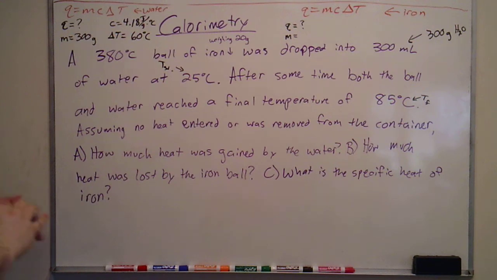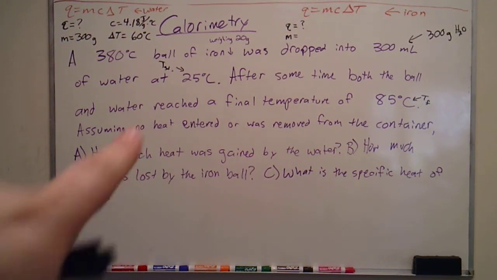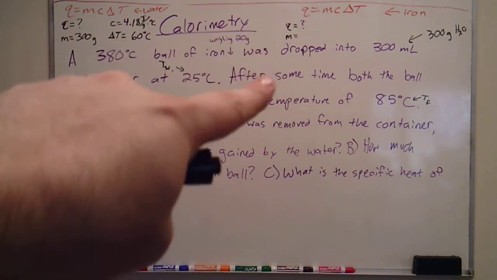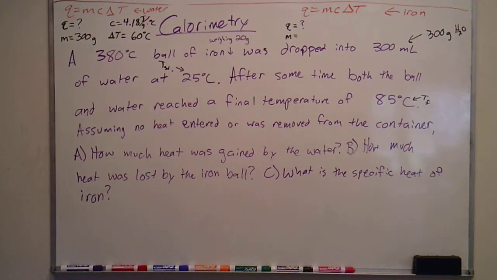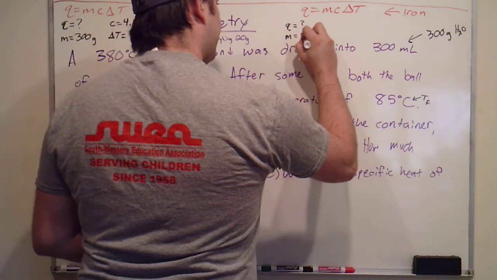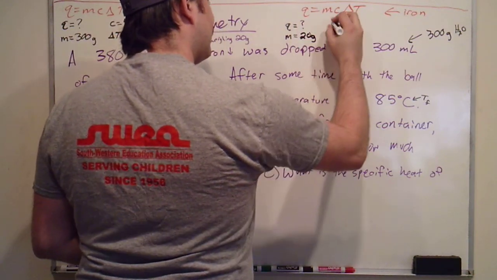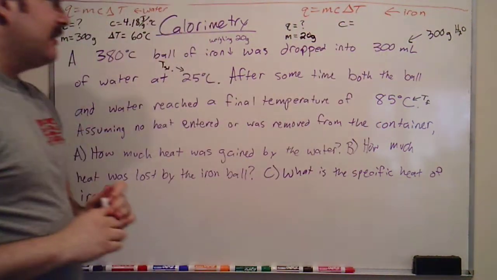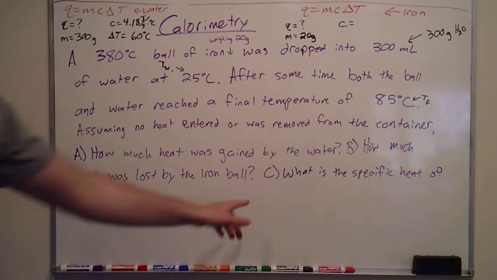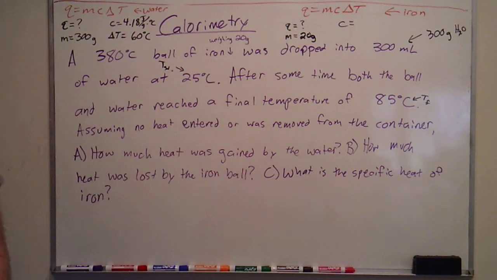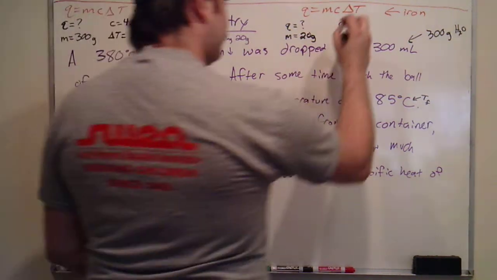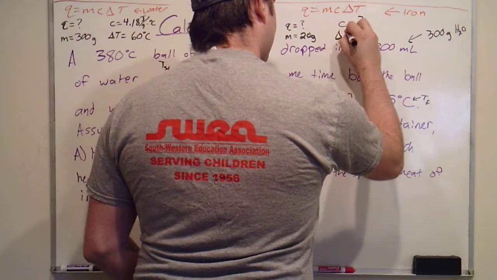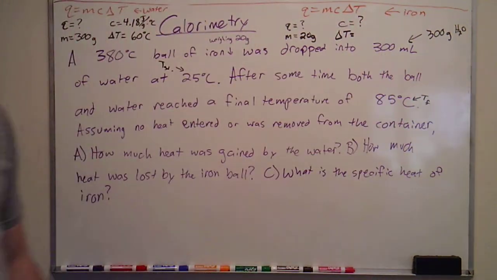Okay. So with the addition of that little piece up there, that the ball of iron weighing 20 grams was dropped in there. Okay, so mass is 20. Okay. The specific heat of iron is what's asked for in part C, so technically we don't know that yet. And then your delta T for iron.